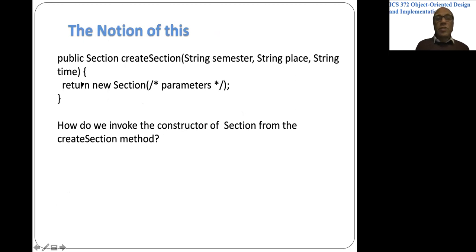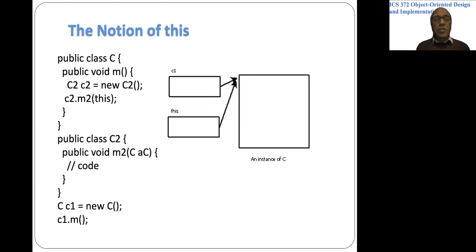Then there is the this reference. This, if you put parentheses after it, means it is a constructor call. If you use this period, it means it is referring to the object on whose behalf you are in a method. So you'll have a little bit of occasion to use this in the first assignment.